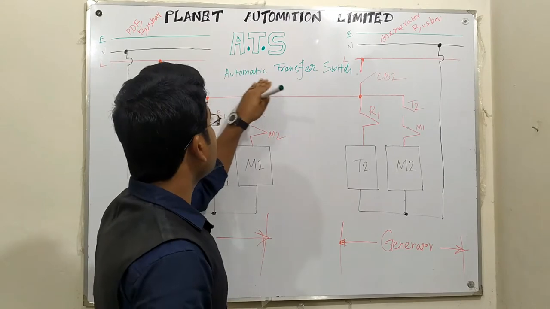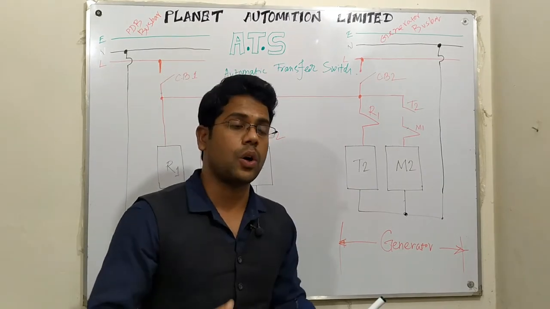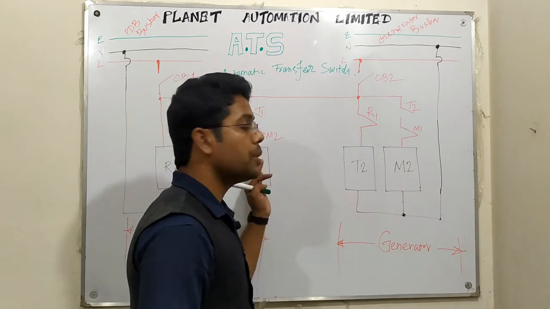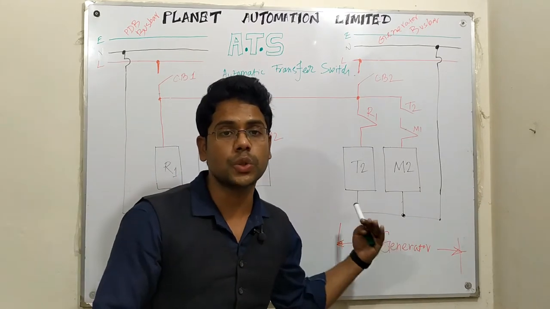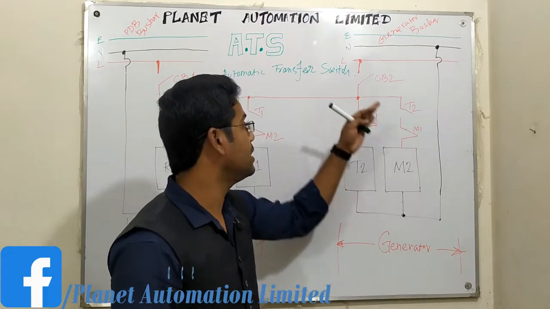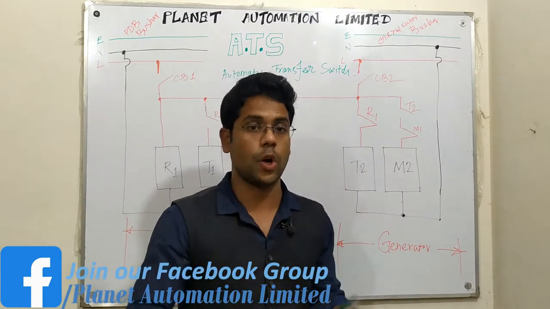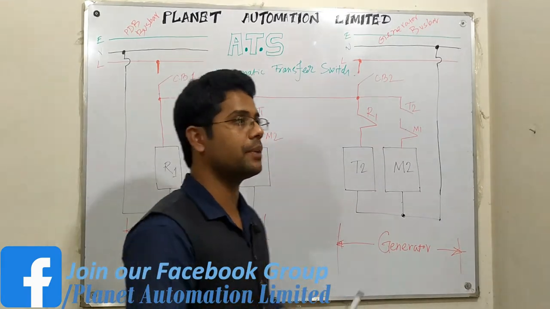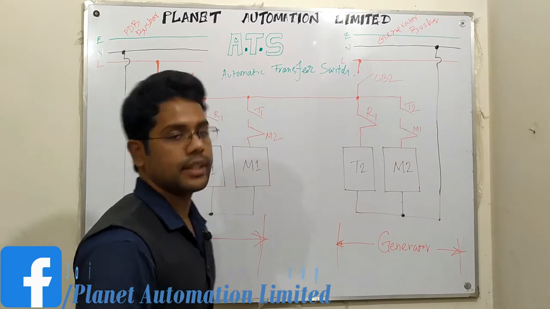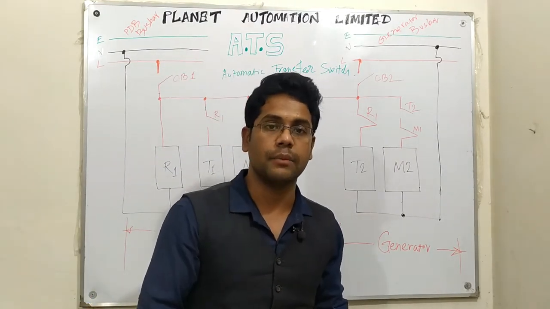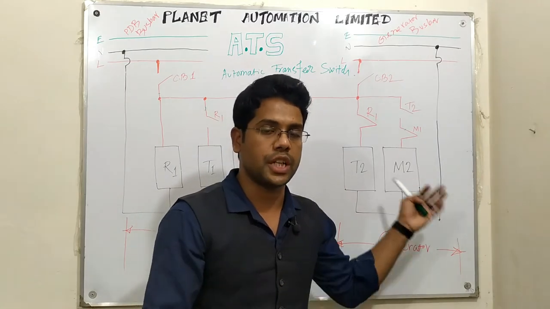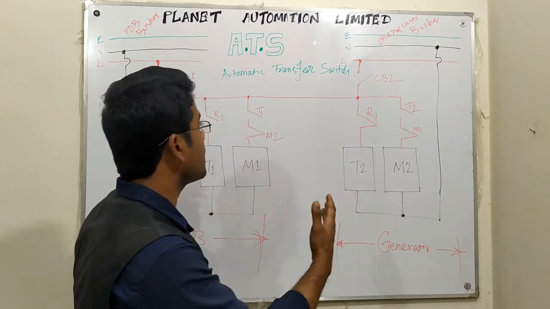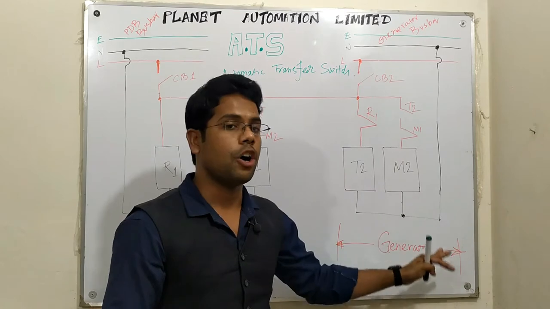So friends, an automatic transfer switch, or ATS, is a changeover. When the PDB is absent, we generally connect to our alternate source, the generator, and the generator turns on automatically. This is why we use ATS. A changeover is also a kind of ATS, but there we control the generator manually, while an ATS system controls our generator automatically.